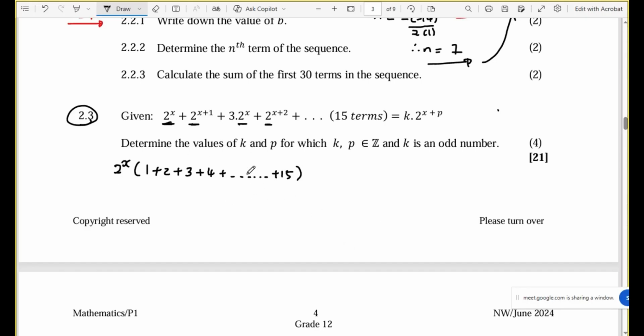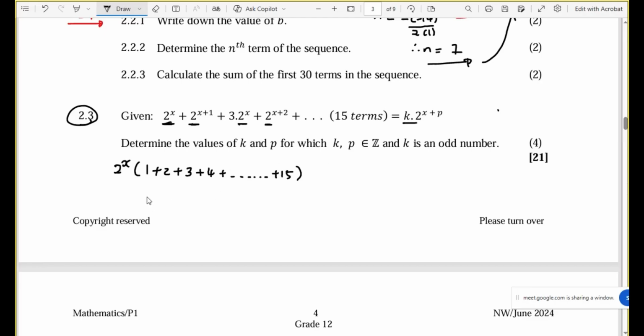So we don't know what the question is yet. The question says, find the values. And look at this. They said that the sum of those 15 terms is k times 2 to the power x plus p. Determine the values of k and p, for which k and p are elements of integers and k is an odd number.